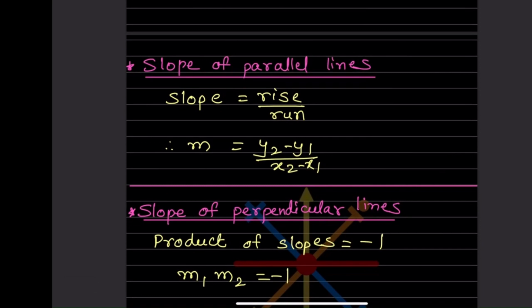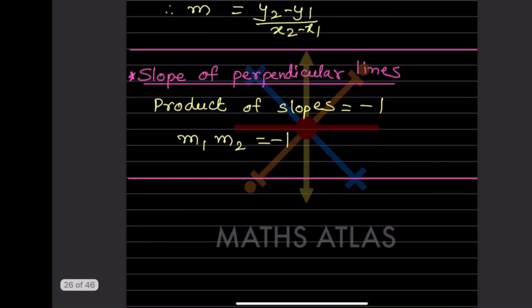Now the slope of parallel lines. This one, that slope is what? Rise over run. This is the rise and this is the run. So the formula for that is y2 minus y1 divided by x2 minus x1. Whenever you have to find the slope of parallel lines, m stands for the slope, that is y2 minus y1 divided by x2 minus x1. And whenever you have to find the slope of perpendicular lines, it is the product of slopes. There will be two here. So m1 stands for the first one, m2 for the second. The product should be minus 1. So m1 times m2 is minus 1.